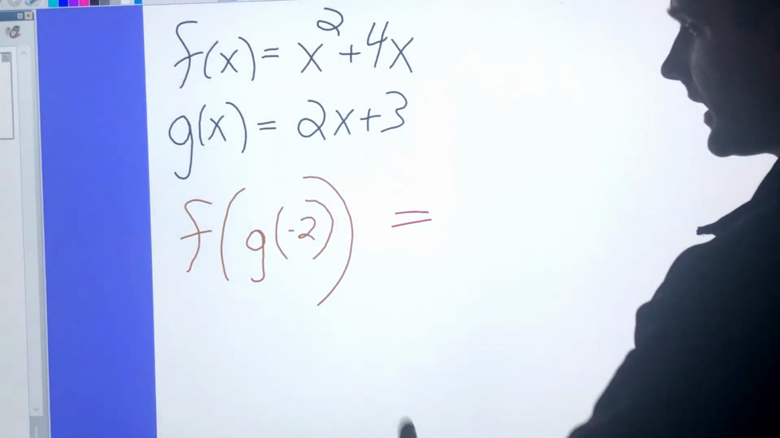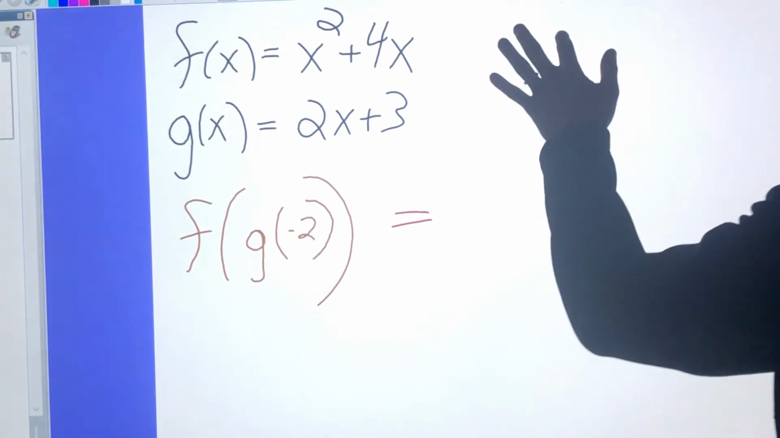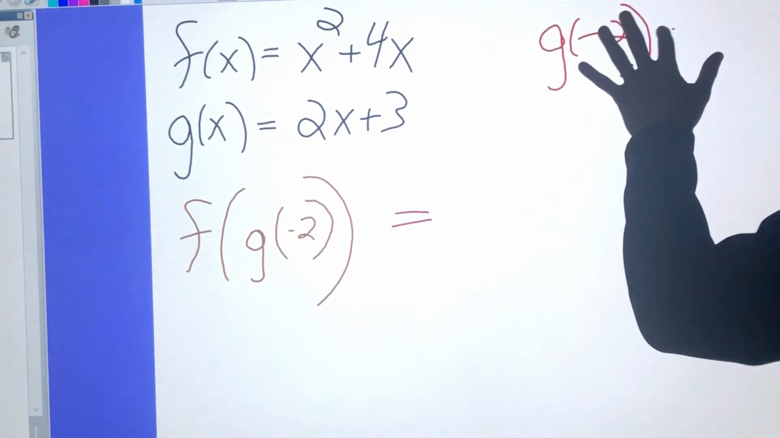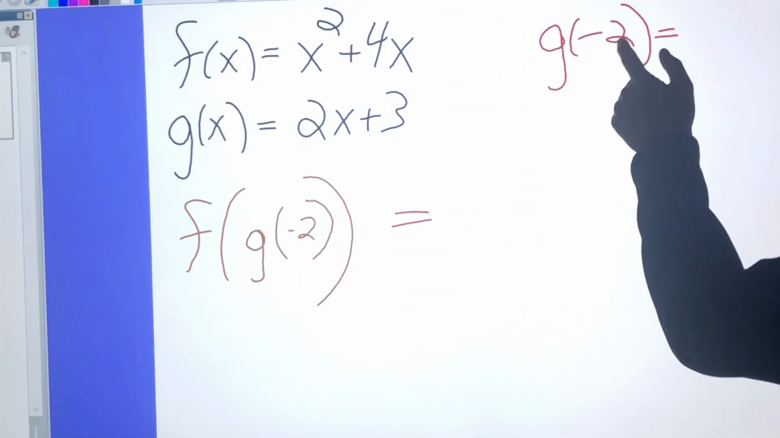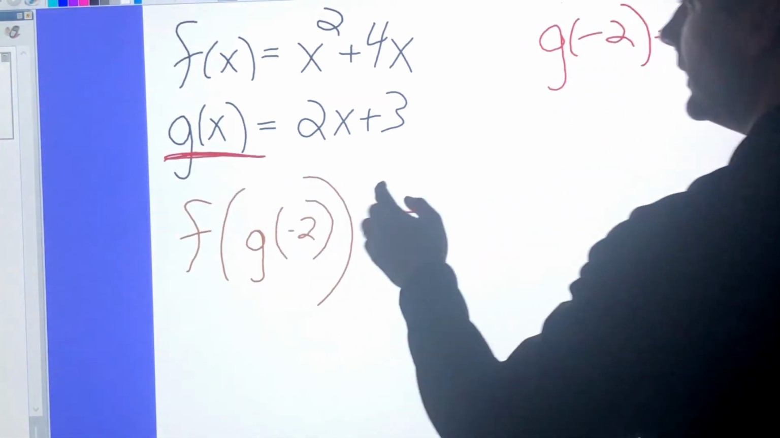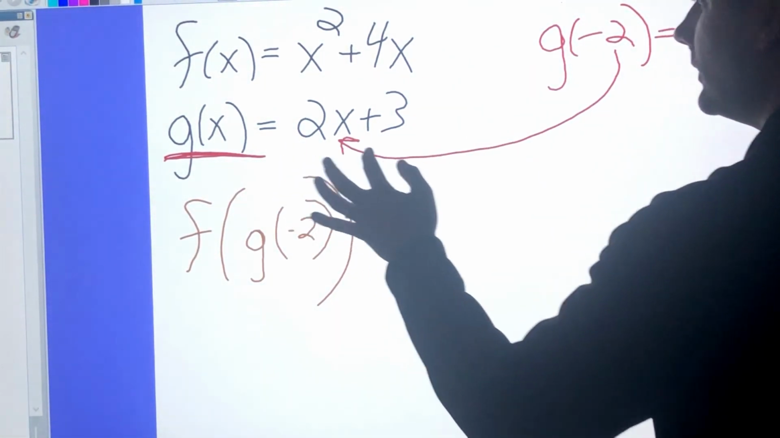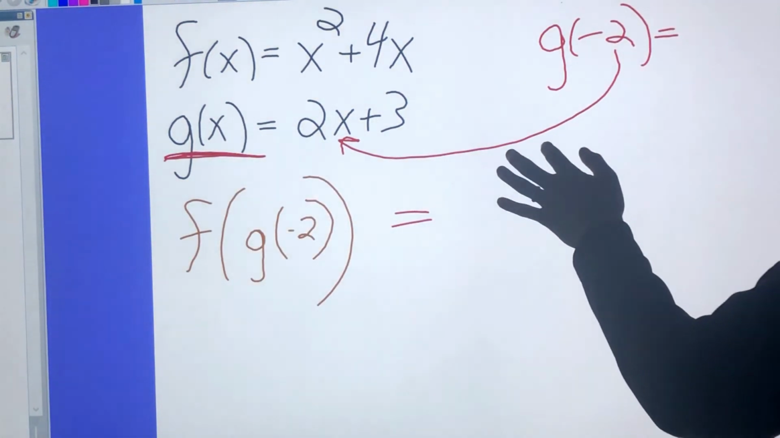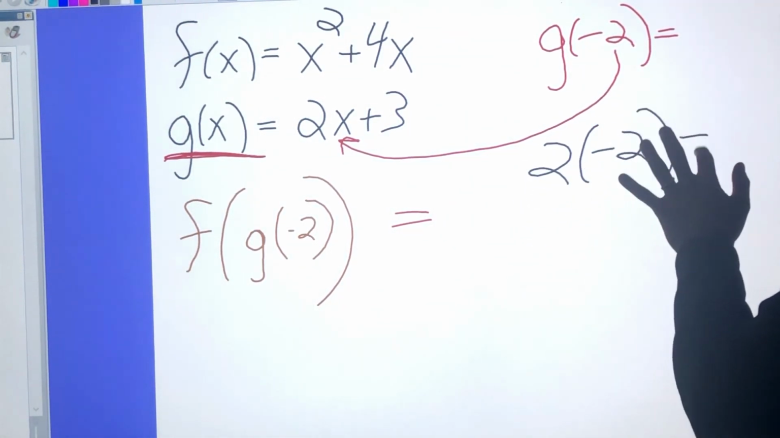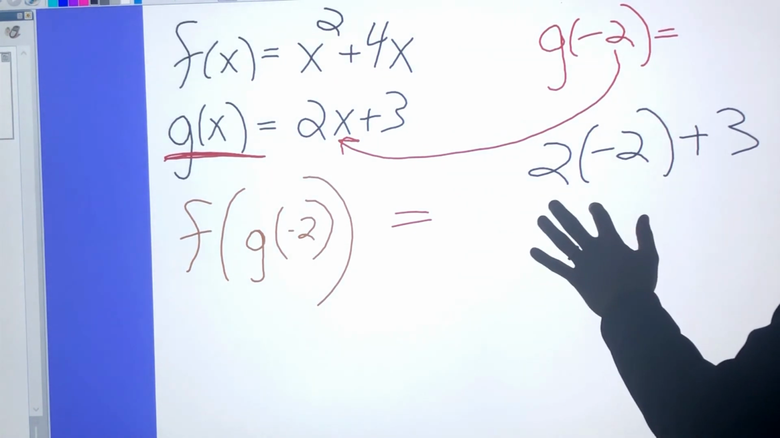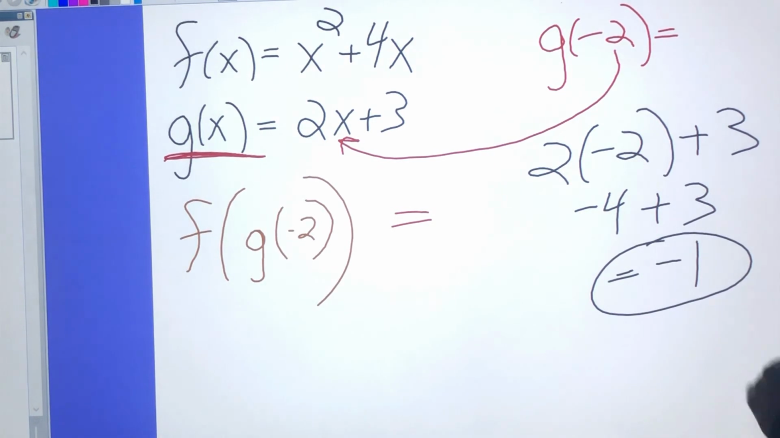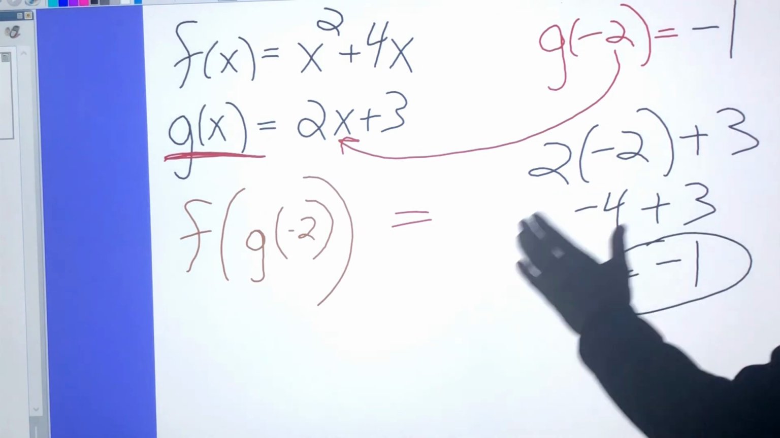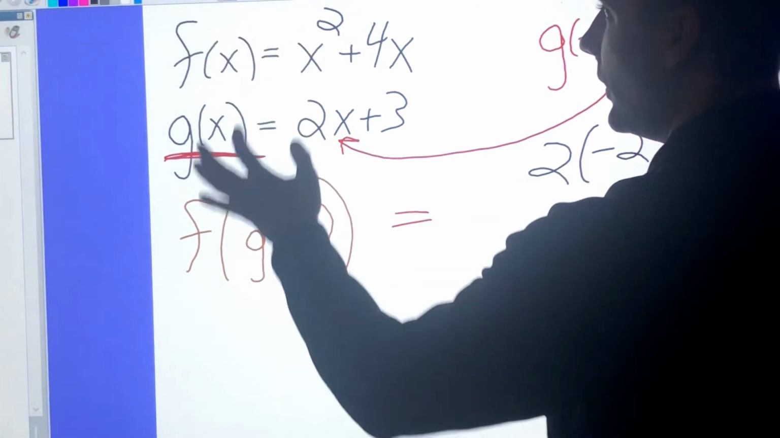So here's what I mean. I need to find g of -2. What is that? If I were to just give you this as a problem, what would you do? Well, you look at your g function, you look at your x's, and you plug in -2 for x. So let's go ahead and do that. I have g of -2: -2 times 2 is -4, plus 3 equals -1. So what is g of -2? That is -1.